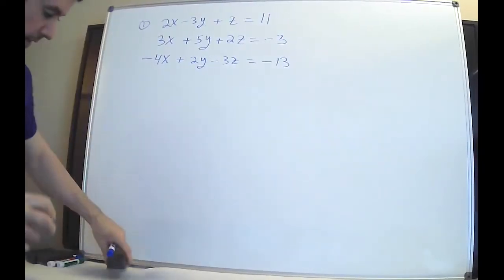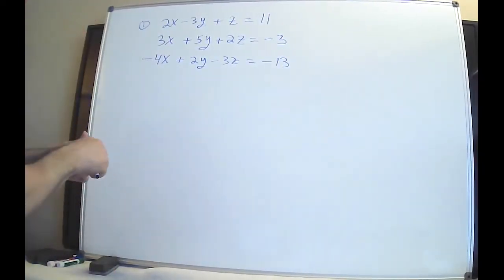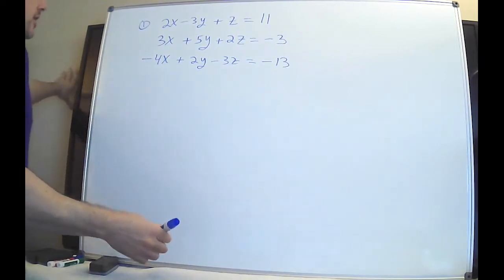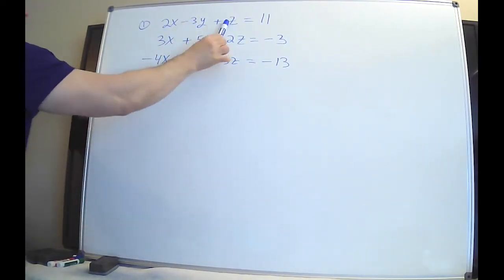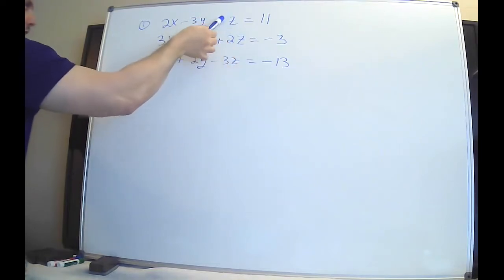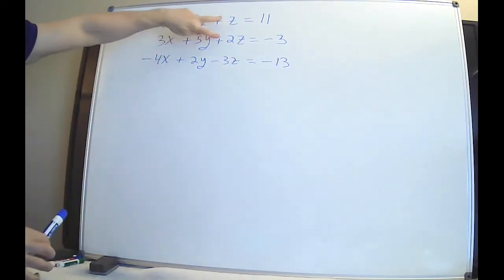All right, 3 by 3 systems, the mother of all problems. It's long, it's involved, so I'm just going to dive right in. 2, 3, 4, 3, 5, 2, 1, boom. As soon as you see a 1 in front of that letter, that's the letter I'm going to eliminate. So I'm going to eliminate Z.